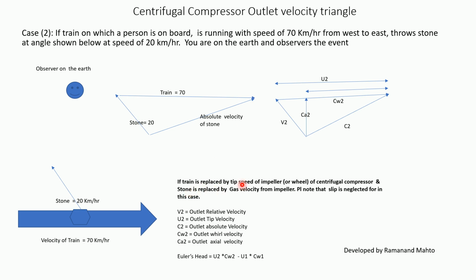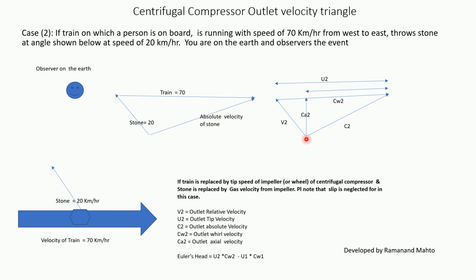So if the train is replaced by the tip speed of the impeller or wheel of the centrifugal compressor and the stone is replaced by the gas velocity from the impeller, please note that slip is neglected for this case for understanding purposes. So V2 is the outlet relative velocity, U2 is the outlet tip velocity, C2 is the outlet absolute velocity, CW2 is the outlet whirl velocity, and CA2 is the outlet axial velocity.